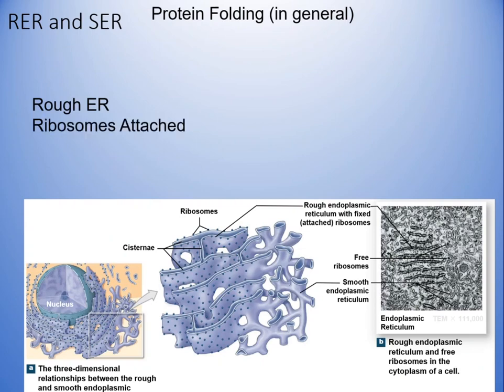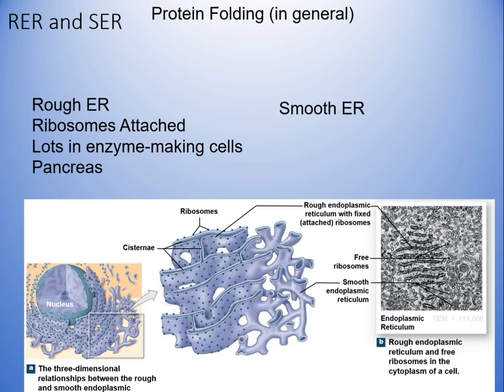So the rough ER is called as such because there are ribosomes attached. There are lots of these, lots of ER in enzyme making cells. So enzymes are proteins, and your pancreas is the organ that makes an excessive amount of digestive enzymes. And therefore, there's lots of rough ER in pancreatic cells.